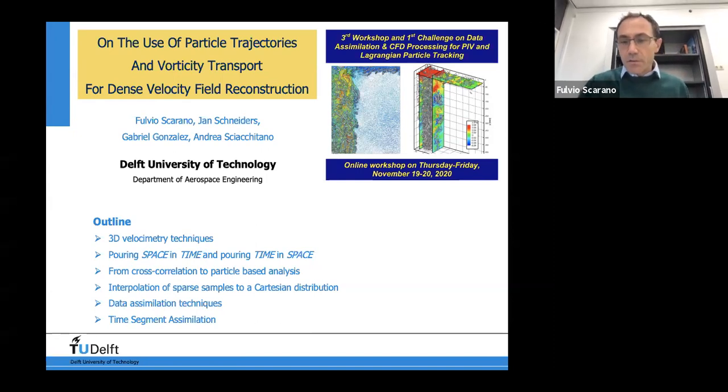So I will first give a glance of 3D velocimetry techniques and what is the concept of pouring abundant spatial information in time and pouring temporal information when it's abundant in space, which is indeed the topic for today. And then the transition from cross-correlation to particle-based analysis, that's quite clear, I think, to this audience. And then I'll focus on interpolation of sparse data onto a Cartesian support, a short outline of data assimilation techniques, and then I will give some brief results on time segment assimilation.